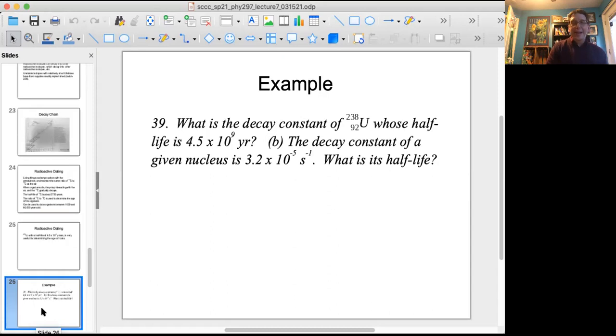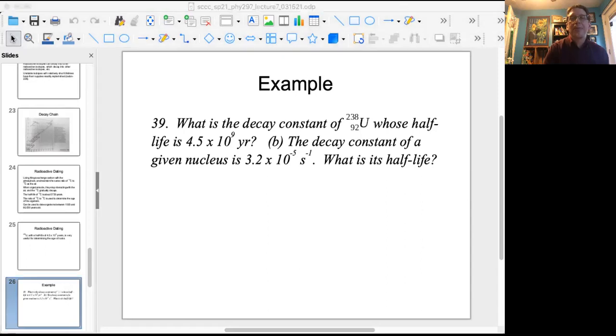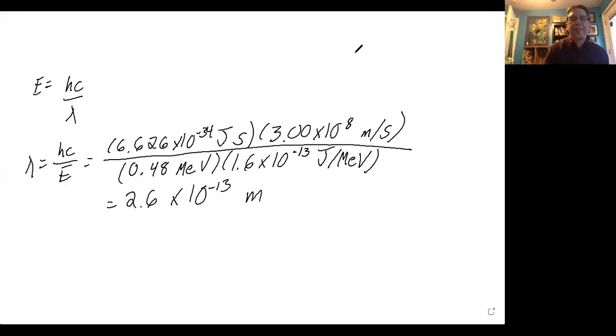So what is the decay constant? We're going to an example. What is the decay constant of uranium-238, whose half-life is 4.5 times 10 to the 9 years? Just setting this up, the decay constant is equal to the natural log of 2 divided by the half-life. We can leave this in inverse years. We don't have to put that into inverse seconds if we don't want.